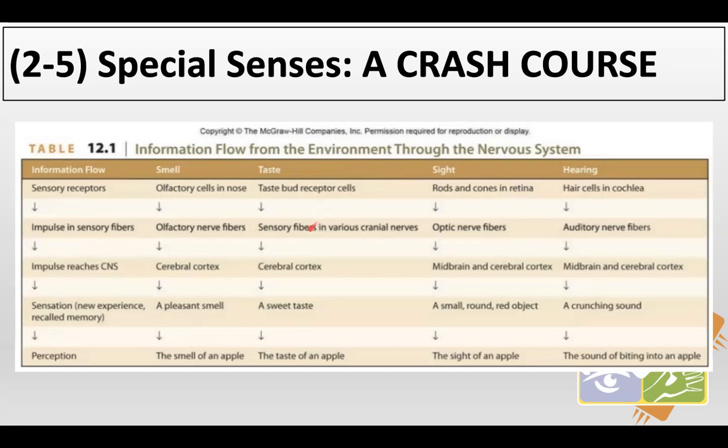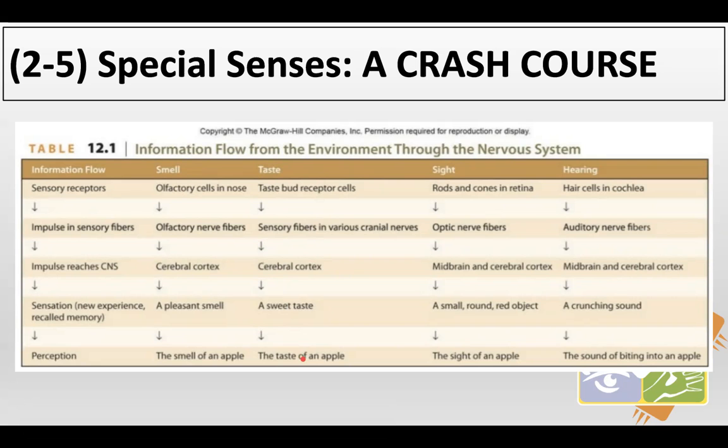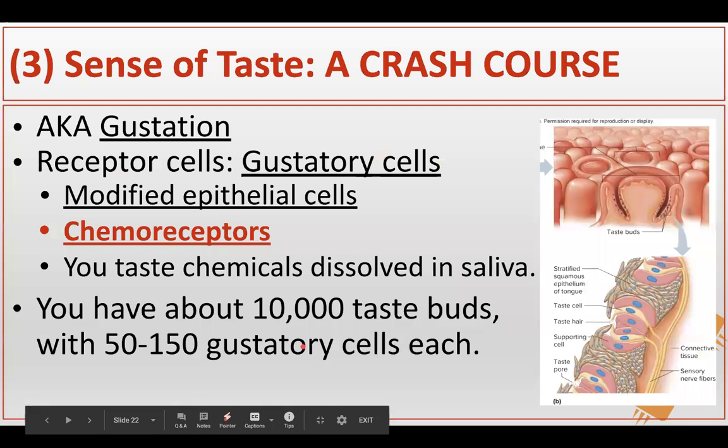So these are sensory neurons. And those sensory neurons are going to deliver the sensory impulse to your cerebral cortex, where you will recognize it as a sweet taste and also as the taste of the apple, because you can also smell and see that apple. The sense of taste is also known as gustation.